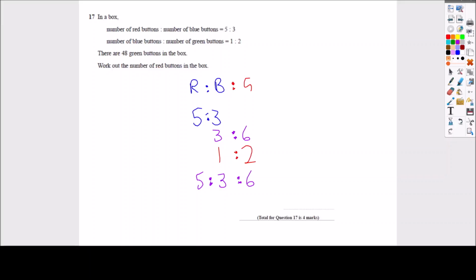Now we are told there are 48 green buttons in the box. So there are 48 in the green column. So that's the actual number of buttons. So ratio-wise, that 48 buttons is represented by the share of 6. Now, how do we go from 6 to 48? We multiply by 8. So to work out the number of red buttons would be 5 times 8, blue buttons 3 times 8. We're trying to work out the red buttons, so that's going to be 5 times 8, which is 40. So there are 40 red buttons.